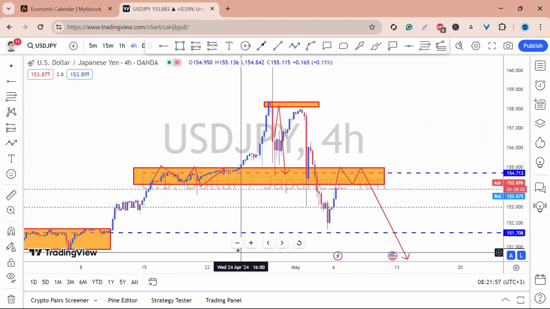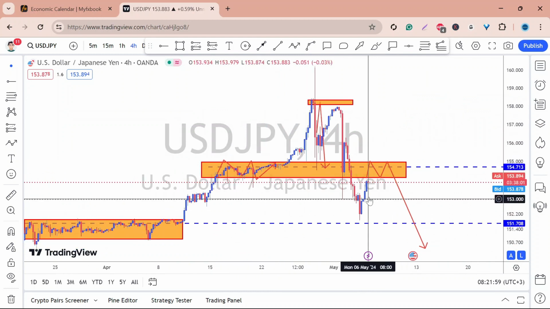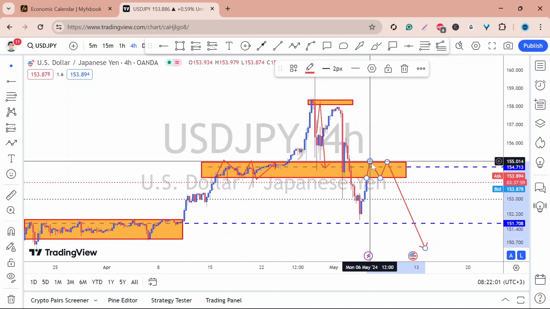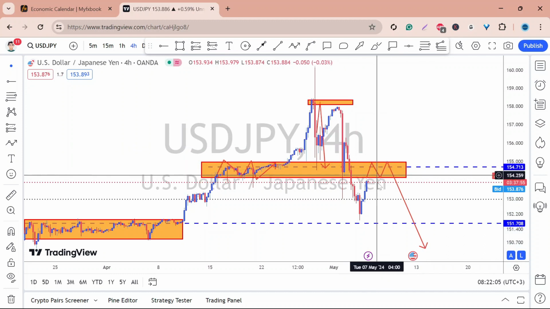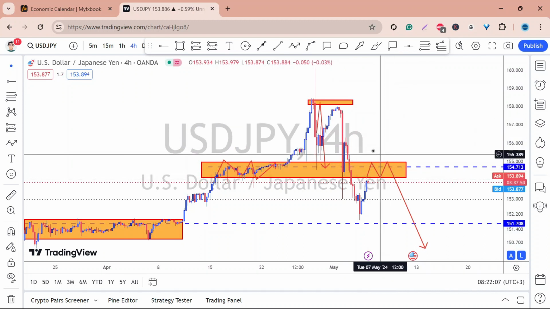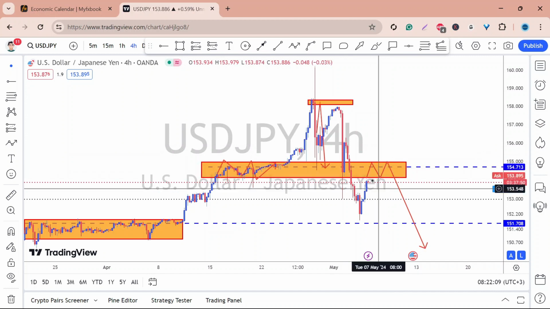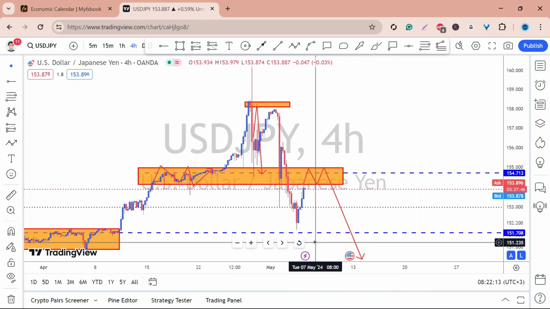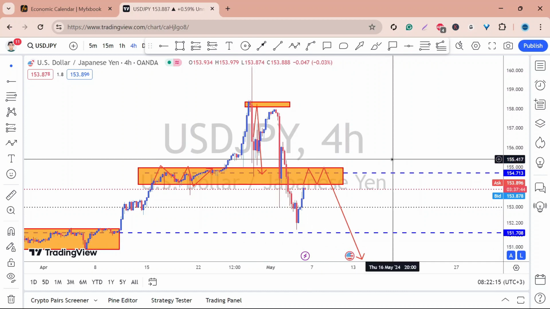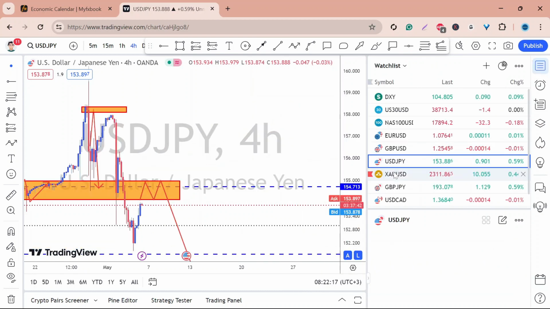So look to sell USD JPY, but wait for some little reaction on this point. Probably having a double top on this level, then should be a very good valid reason to get on short on USD JPY. Let's look at Euro USD.